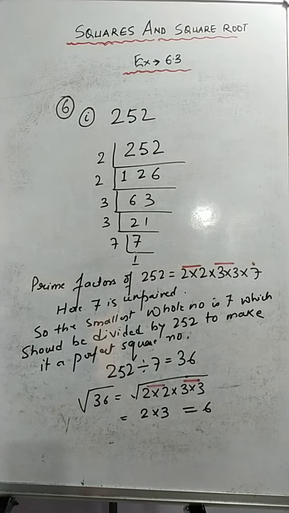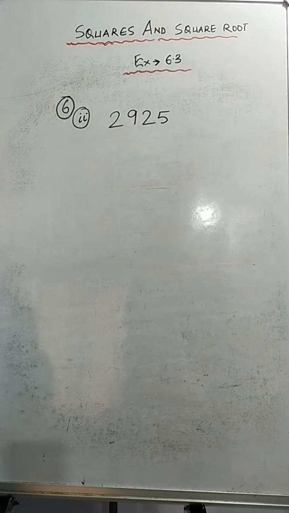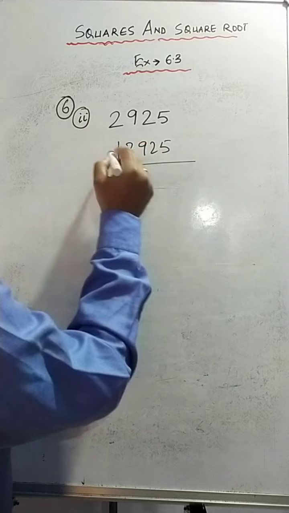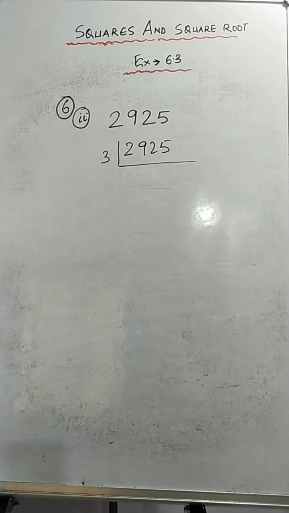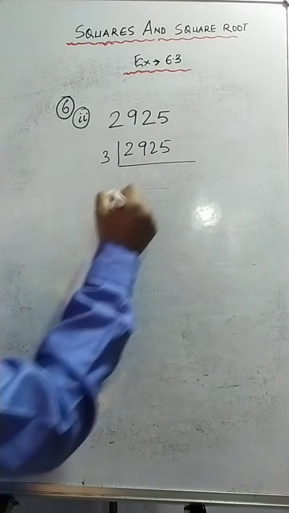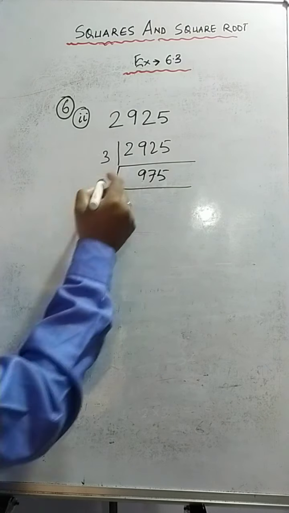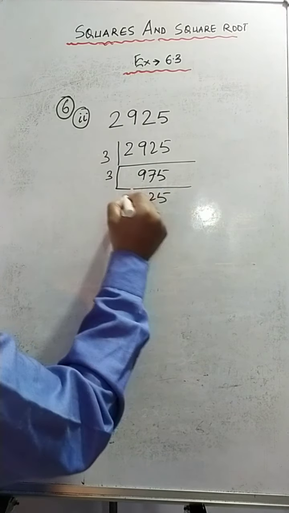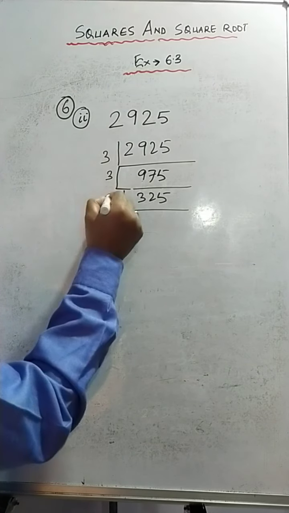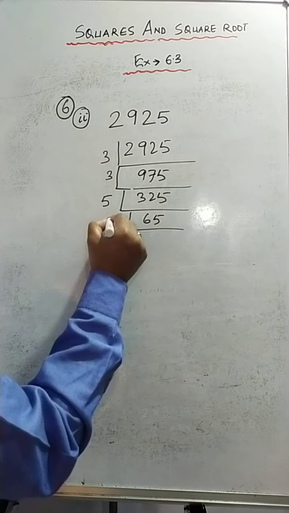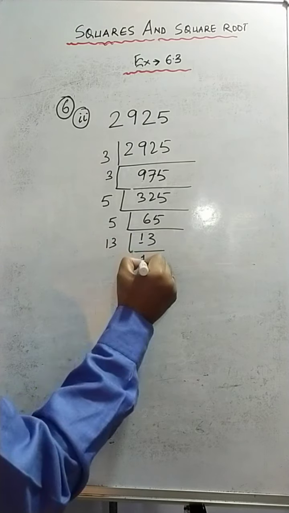Let's move on to sum number 2. Sum number 2 we have 2925. Fine. So now the first thing we have to do is the prime factorization of this number. So it is divisible by 3, isn't it? So 2925 divided by 3, what answer will we get? We'll get 975. Now 975 is divisible by 3. Yes, it is divisible by 3. So we'll get 325. Now 325 is not divisible by 3, but it is divisible by 5. So it would be 65. 65 is divisible by 5. So we'll get 13. And at last 13 ones are 13.